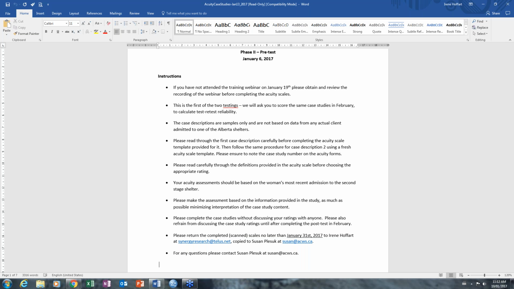We said read the case studies carefully. Please also read the definitions carefully, and those are the definitions that we had just gone through. So before scoring, even if you think that you understand it totally, just make sure and read through it one more time to make sure that you're not missing anything. And of course, if you have any questions, please do call Susan, or email her, and she will address those for you. Do not ask your friends.